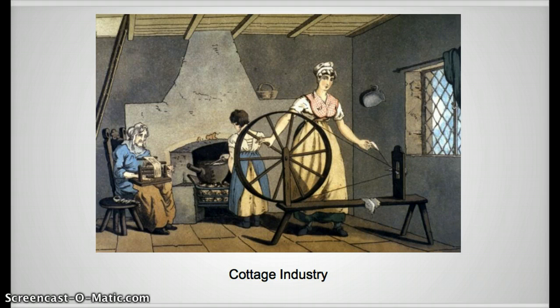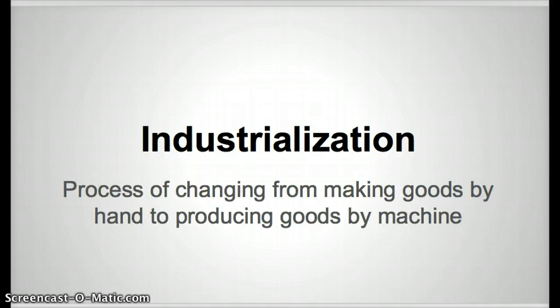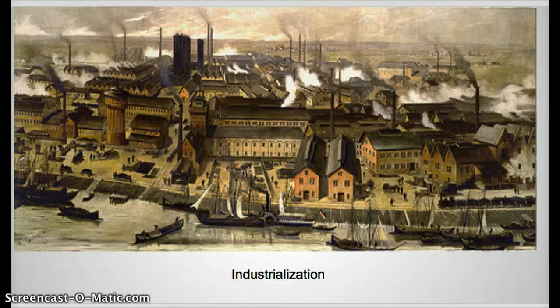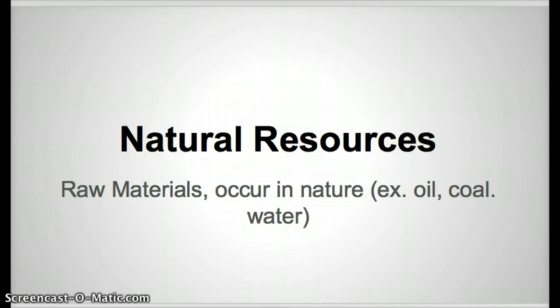That brings us to the next process, moving from that cottage industry to something called industrialization. That's the process of going from making goods by hand to producing goods by machines. The Urban game was kind of showing us how that development of factories and this industrialization process will change society. For a society to industrialize, you're going to need natural resources.